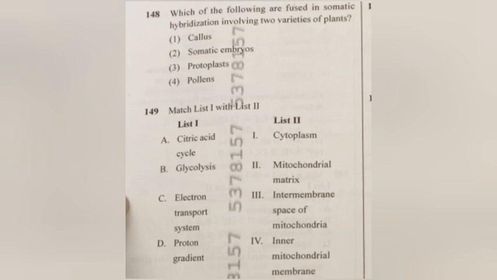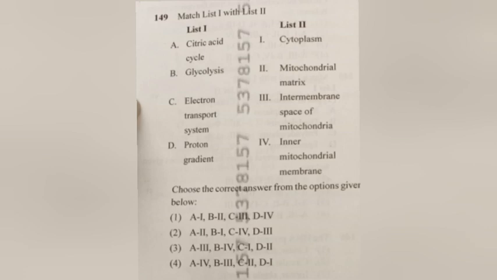149. Match list 1 with list 2. Choose the correct answer from the option given below. Answer 2. A2, B1, C4, D3. That is, citric acid cycle, mitochondrial matrix. Glycolysis, cytoplasm. Electron transport system, inner mitochondrial membrane. Proton gradient, intermembrane space of mitochondria.